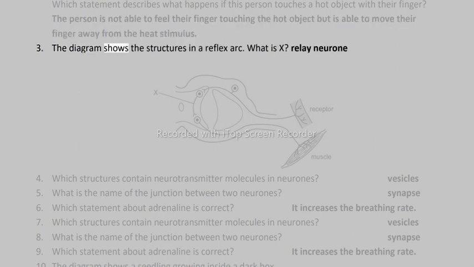3. The diagram shows the structures in a reflex arc. What is X? Relay neuron.